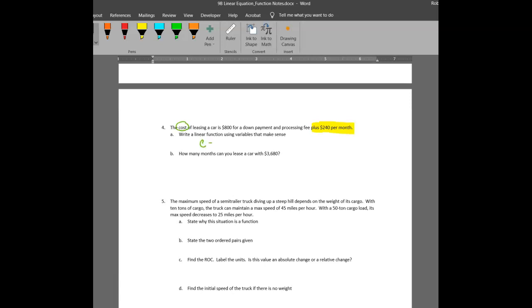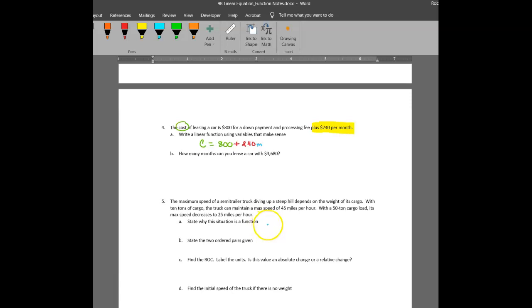So C equals, the initial amount is $800. Since it's increasing, it's plus $240, and it's happening each month, so the letter M. So that's our equation, and making sure that we use variables that make sense, so C and M.